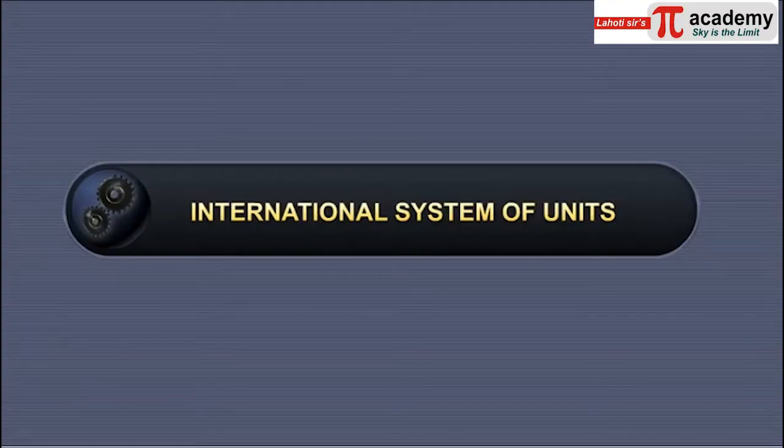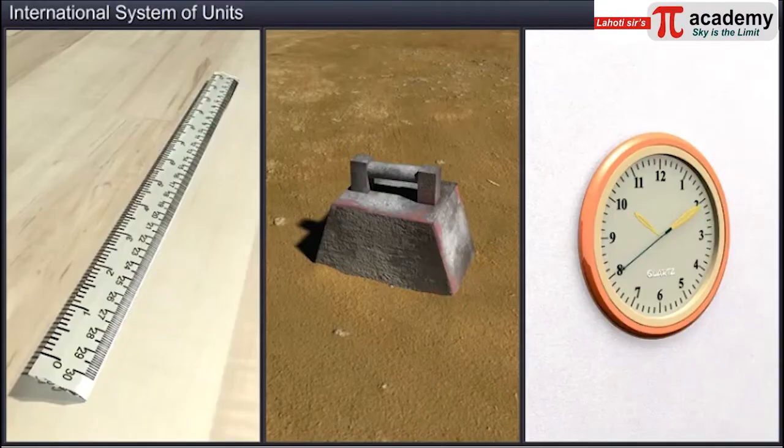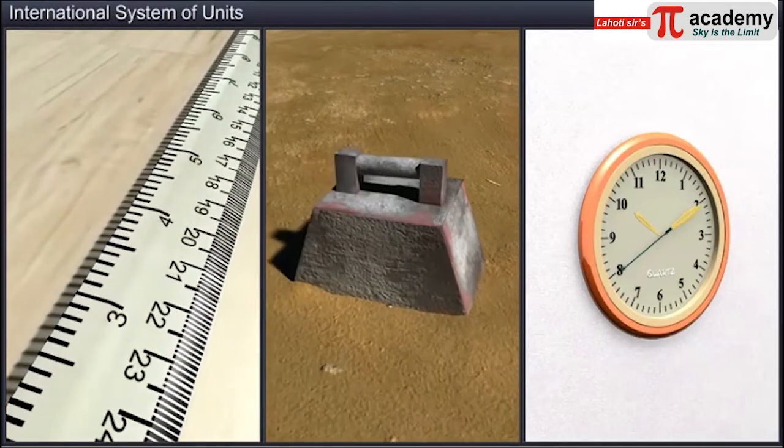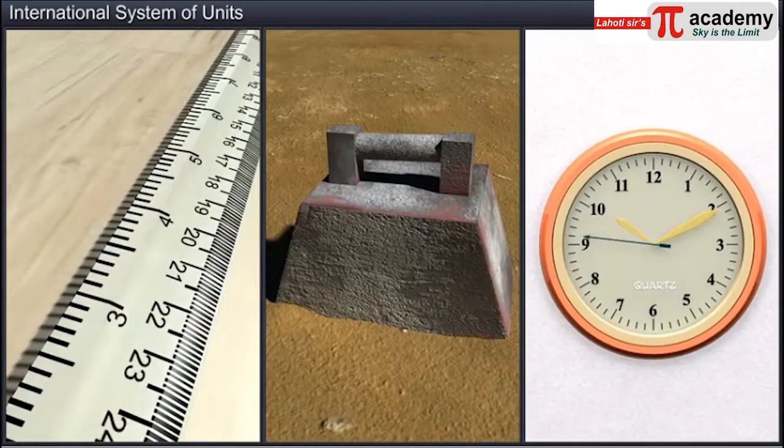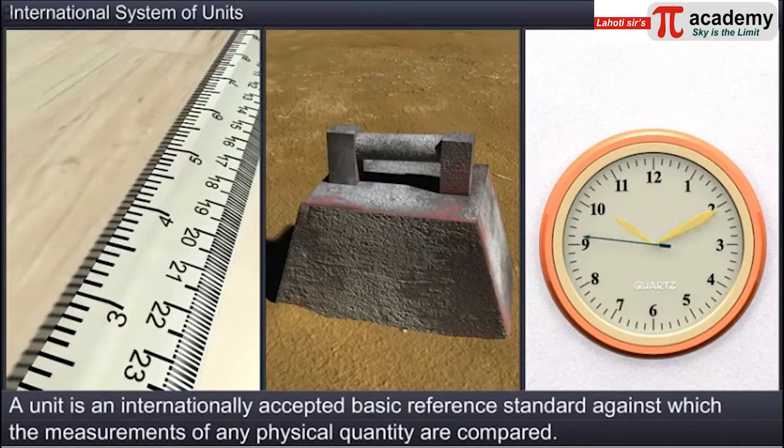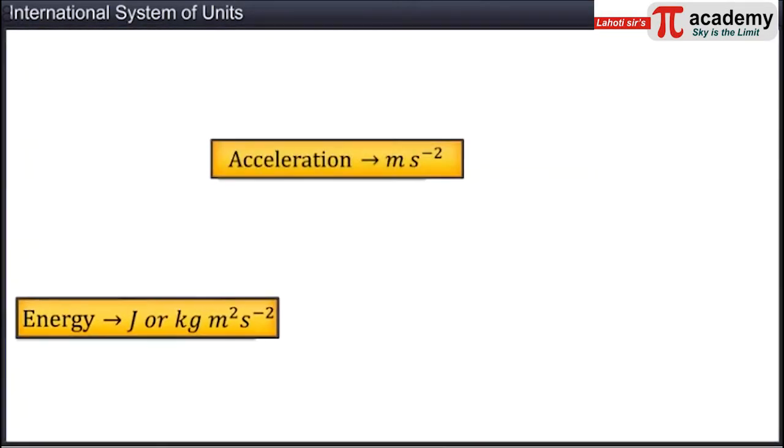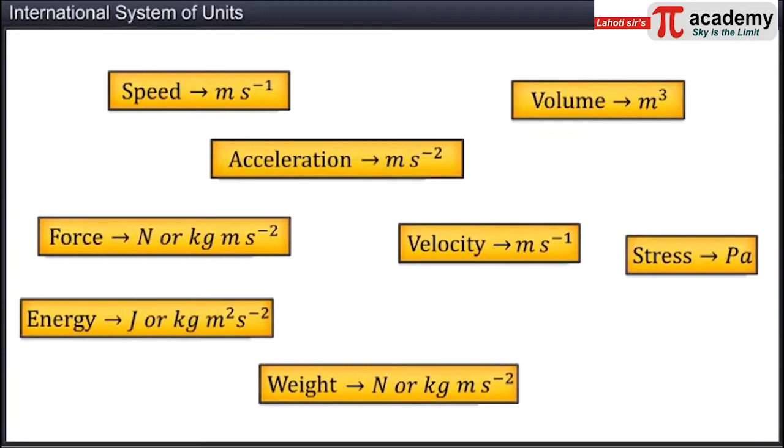In this module, you will learn about the SI system of units of measurement. Any physical quantity, such as length, mass, or time, is measured and denoted in terms of their standards, called a unit of measurement. A unit is an internationally accepted basic reference standard against which the measurements of any physical quantity are compared. In physics, we deal with many physical quantities and their units.